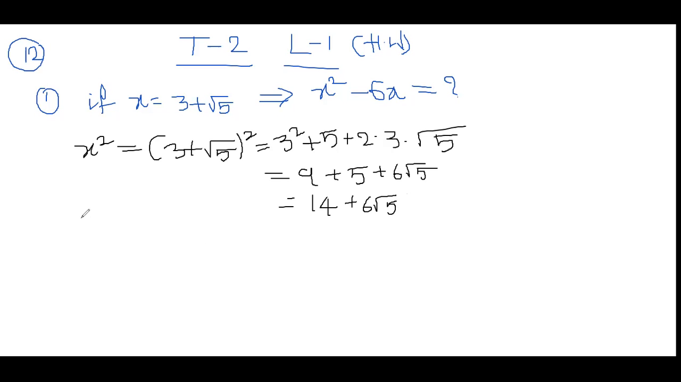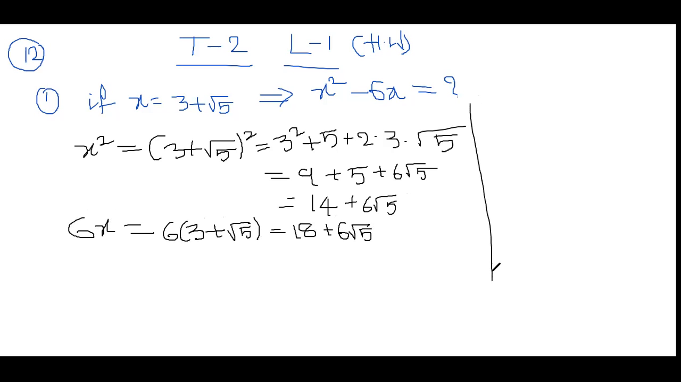Then after that, do what? 6 into x. That is equal to 6 into (3 plus root 5). Now multiply that. 6 threes are 18 plus 6 into root 5. Got it? Yes. Now your job is 90% finished. Then just substitute this x squared value and this 6x value.